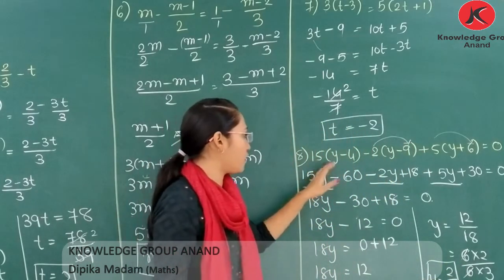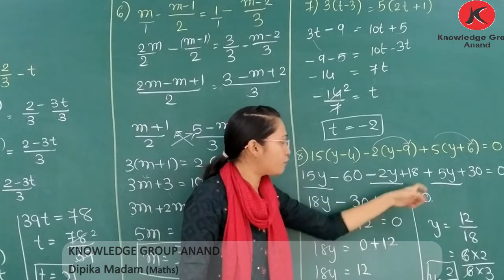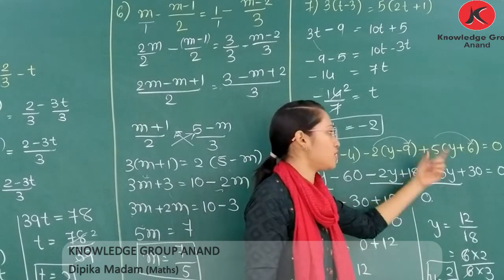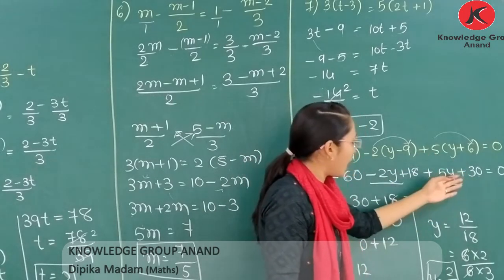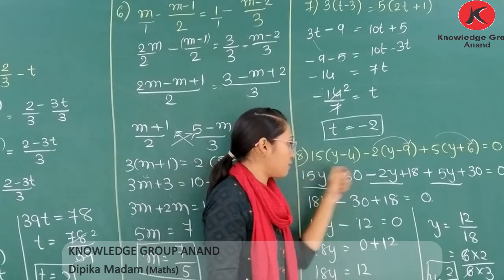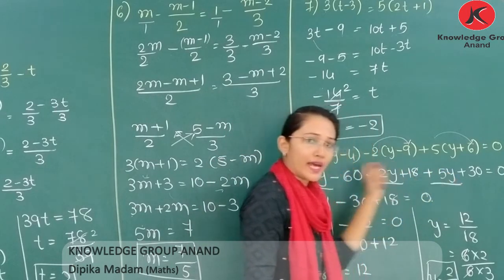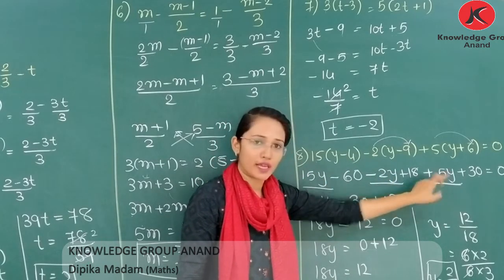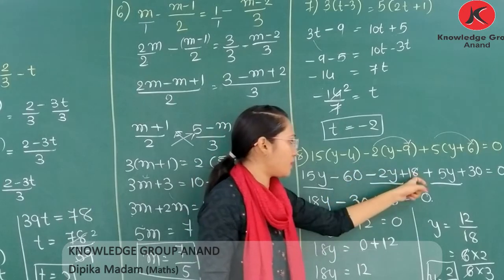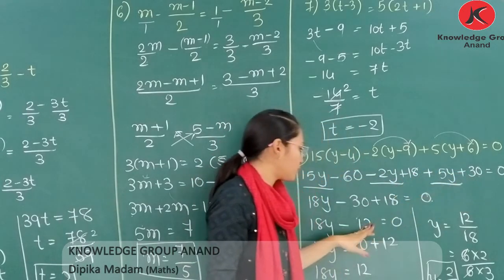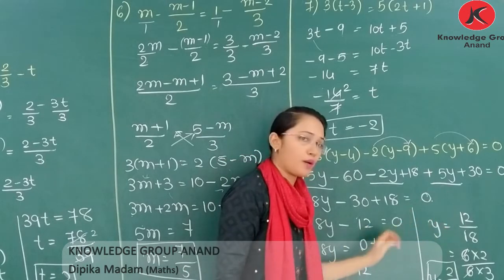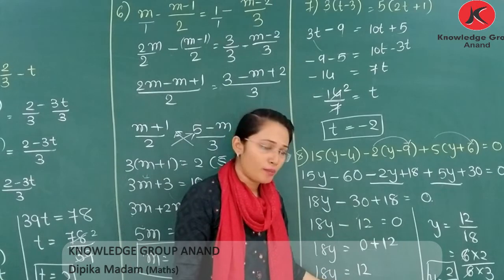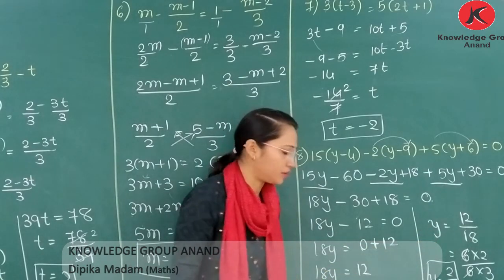Clear? What have we performed? Open the bracket, but be careful whenever there is a negative sign. Here minus 2 is there, so the sign will be changed. Plus 5 is there, so no sign will be changed. Okay? Now what you have to do? 15y minus 2y and plus 5y are like terms. So perform 15y minus 2y, 13y plus 5y, that is 18y. Minus 60 plus 18 plus 30 will be minus 12. Minus 12 on the right side becomes plus 12, 0 plus 12 is 12. Now 18 is a multiplication, it becomes the denominator, so y is equal to 2 by 3.